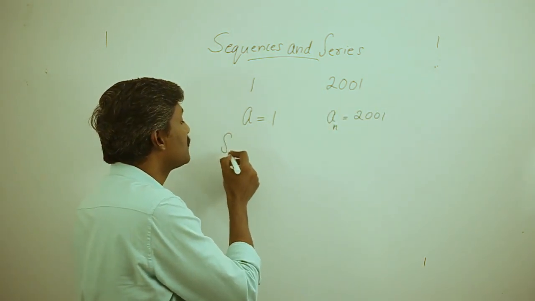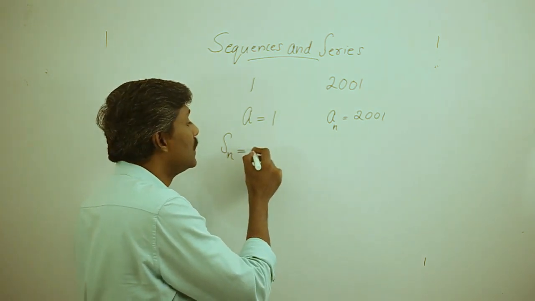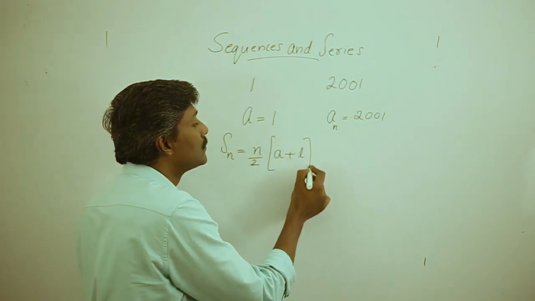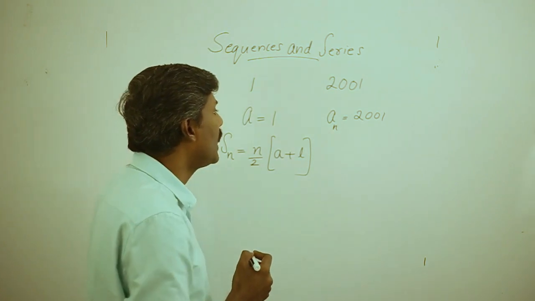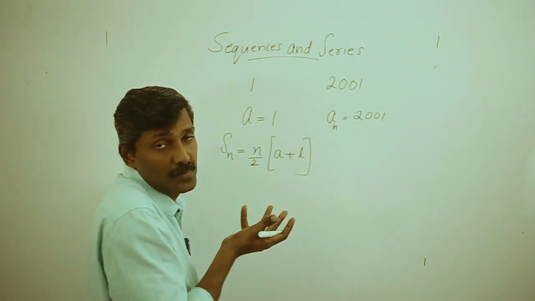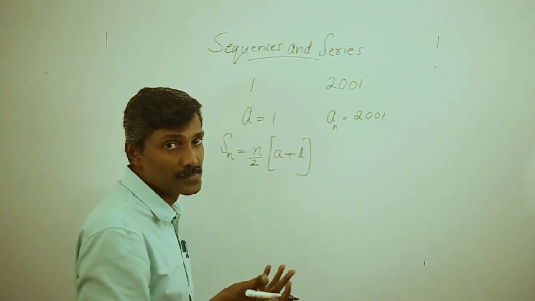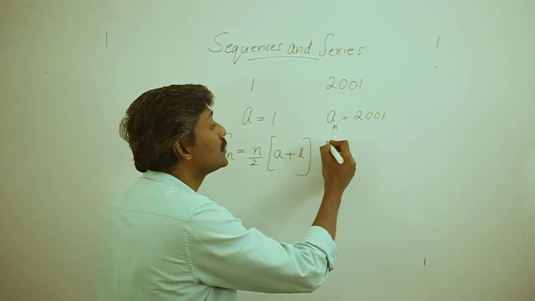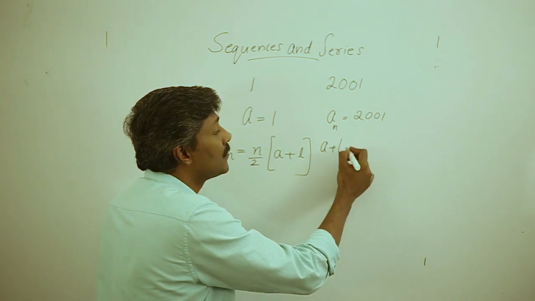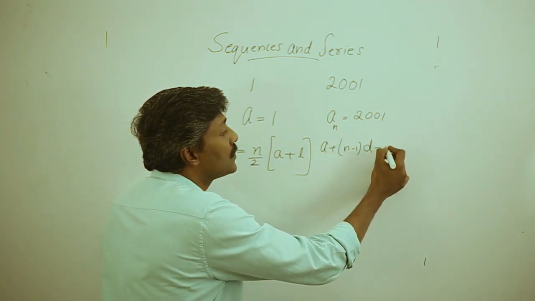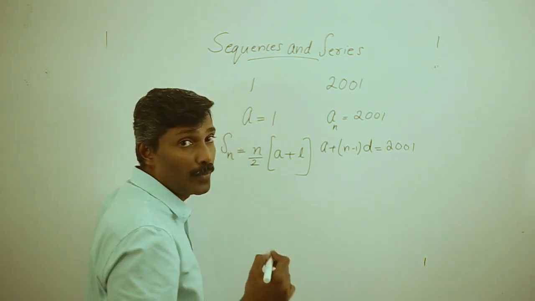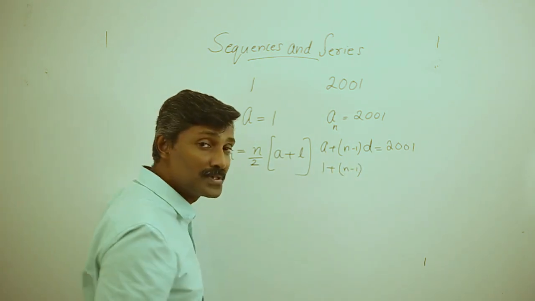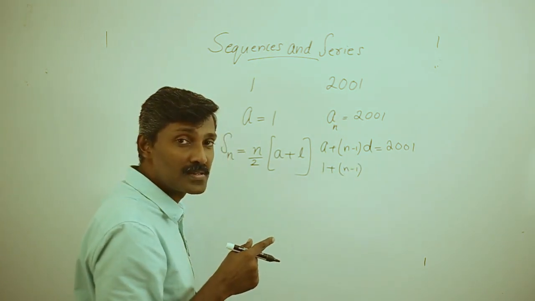I know that the equation for the sum of n terms is n by 2 into a plus last term. Now, I need to find the number of terms. I don't know the number of terms, right? How do I find it? I know that the last term is 2001, an, and I also know that an is nothing but a plus n minus 1 into d. So that is equal to 2001. I know a because a is 1. So 1 plus n minus 1 into d. Now tell me what is d, the common difference in this problem.